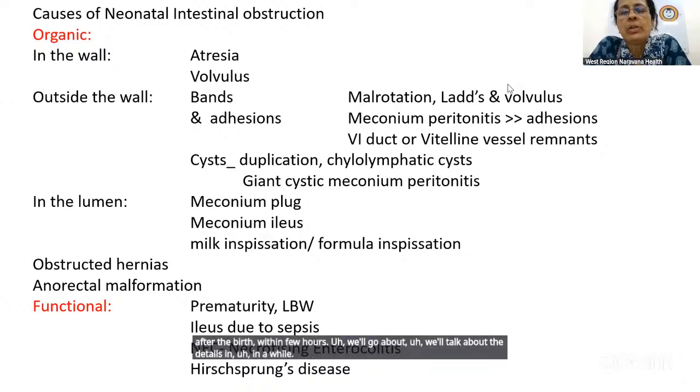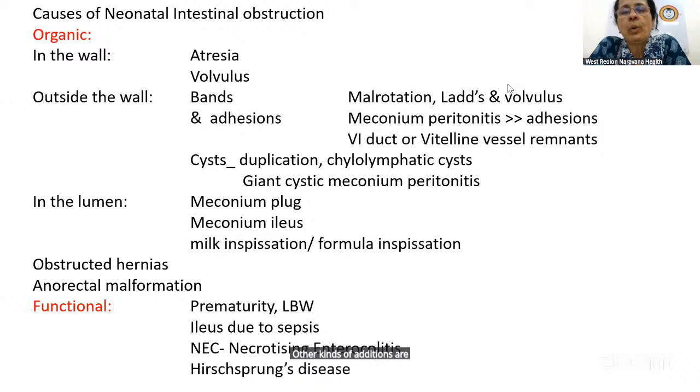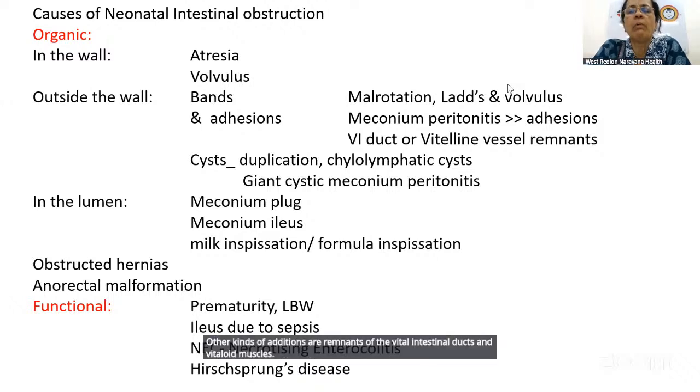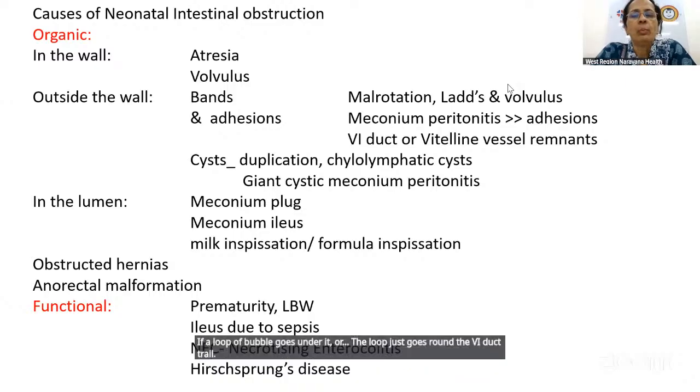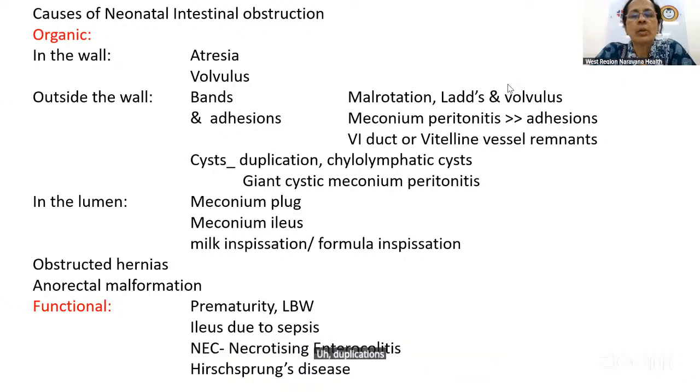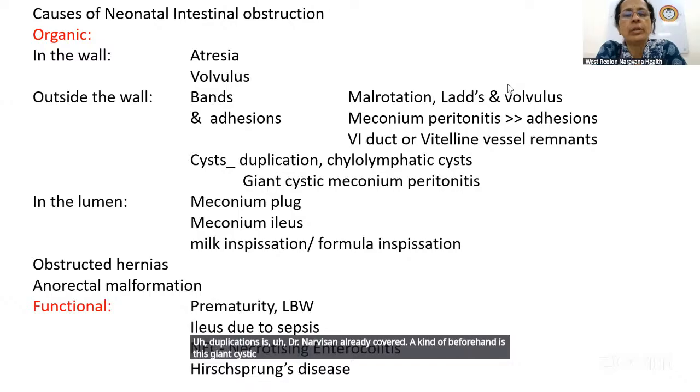Other kinds of adhesions are remnants of the vitellointestinal ducts and the vitelline vessels. If a loop of bowel goes under it, or the loop of bowel just goes round the VI duct remnant. Duplication cysts, Dr. Nargis has already covered. A kind of meconium peritonitis is giant cystic meconium peritonitis. We'll see one case about that.